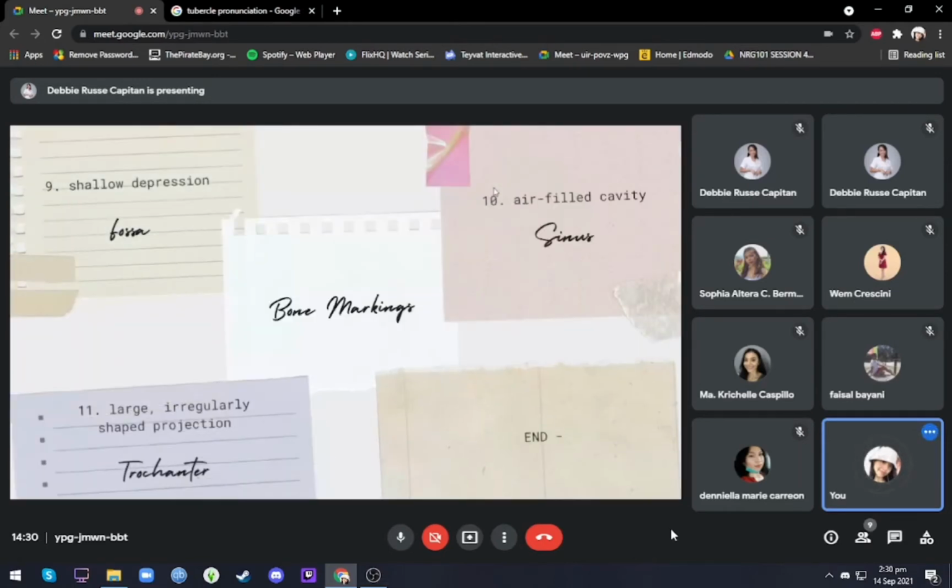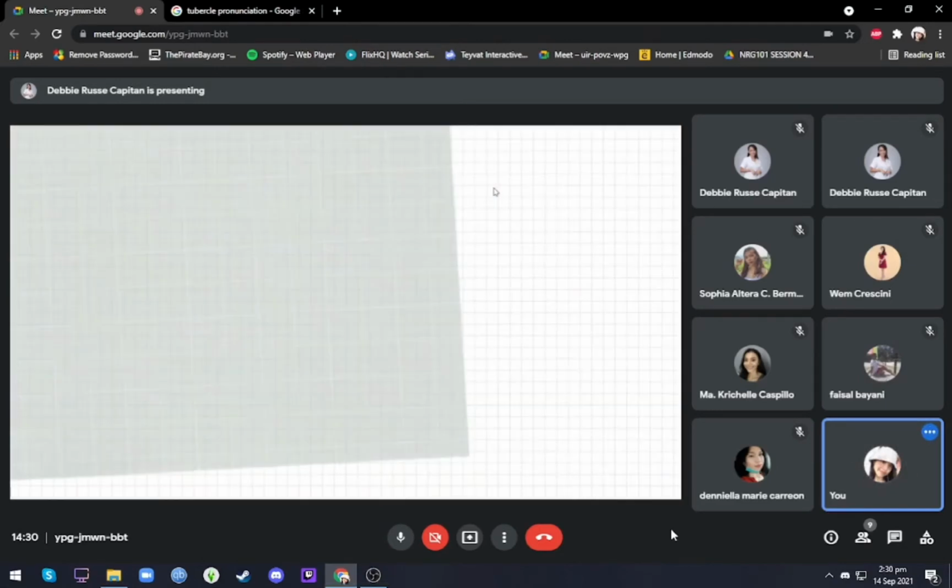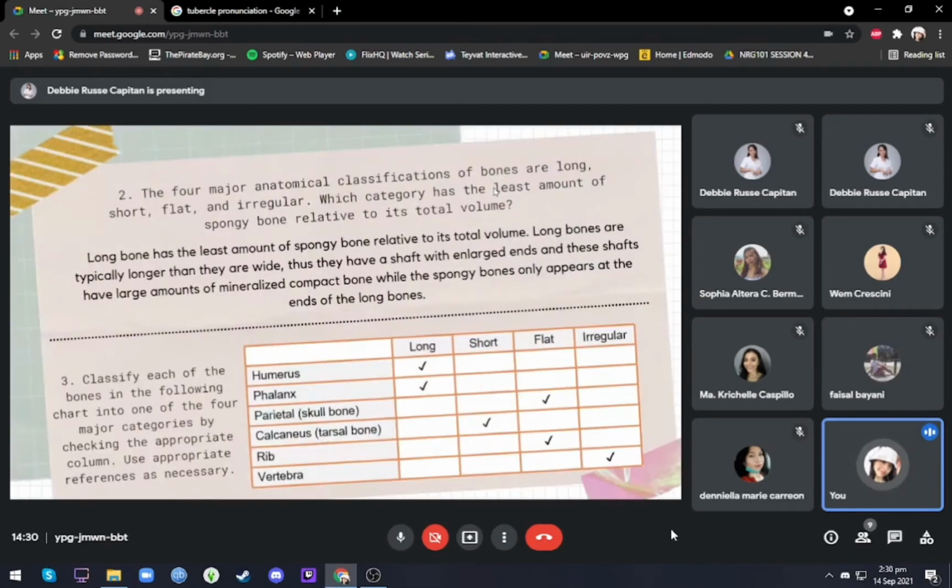Number 9, the shallow depression. This is the fossa. Number 10, the air-filled cavity, sinus. Number 11, the large irregular shape projection. This is the trochanter. So let's move on to number 2.